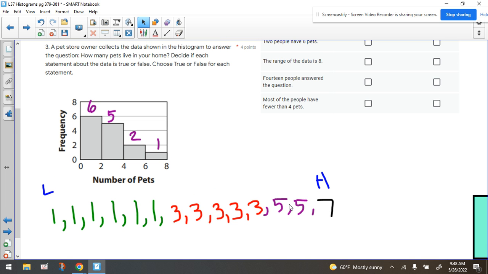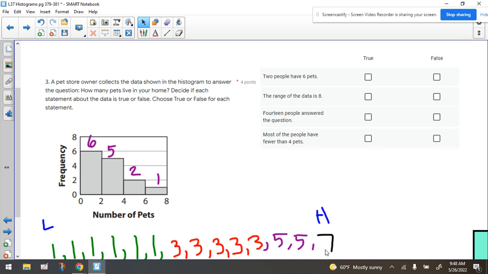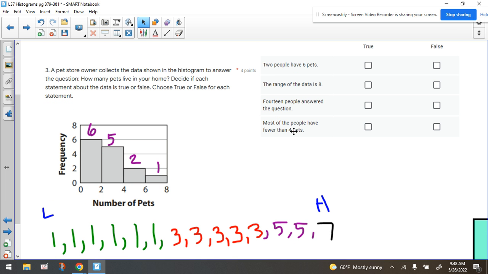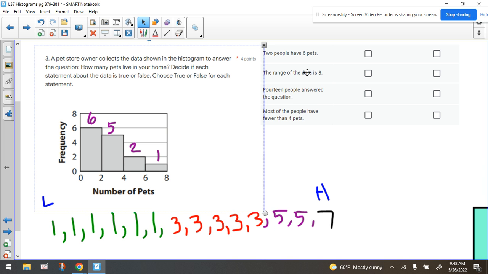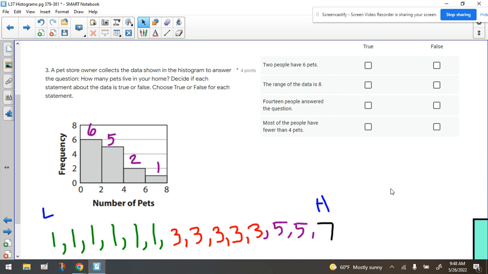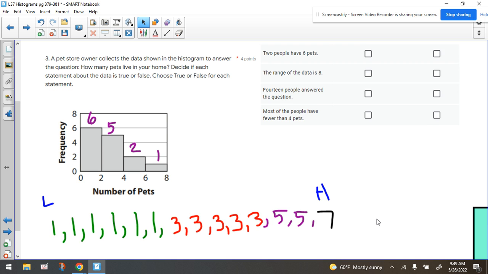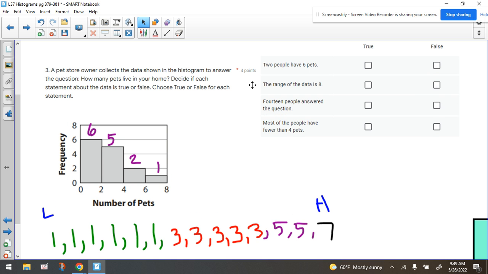All right, so let's use our hypothetical list of values that this could be, and let's analyze each of these questions. So the first part of this says, 2 people have 6 pets, true or false? Now, if we look at my hypothetical data set, do I have anybody in here with 6 pets? I don't. So we can't really safely say that that's true. It might be, but we don't know for sure.